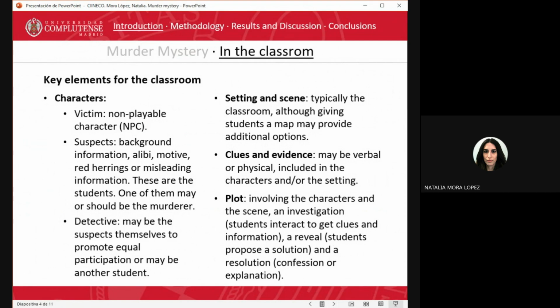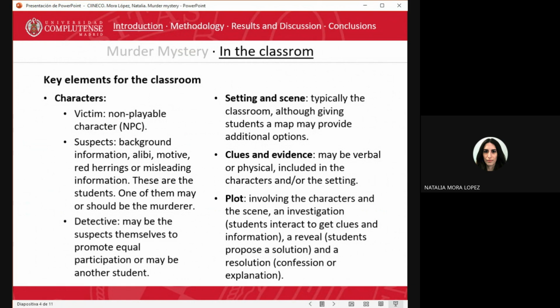And we may include a detective if we want to, but I would recommend that we don't, so that all students have the same role, even though one of them is going to be the murderer. All of them should have the same role, so that they can participate in the same way, to the same extent.